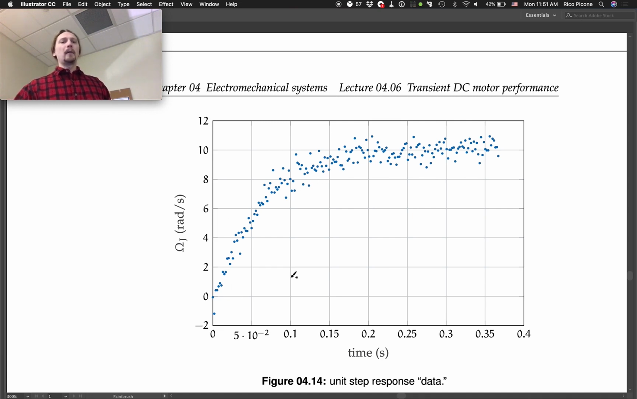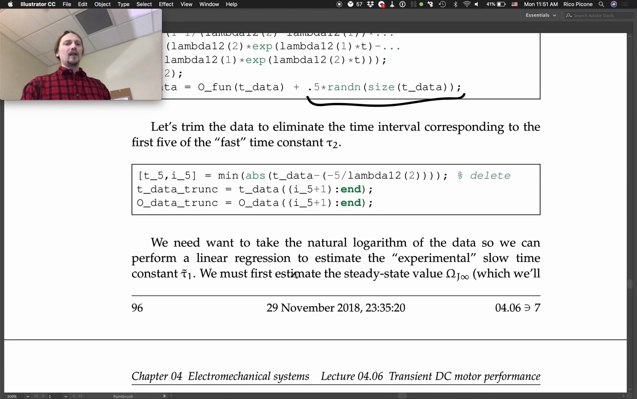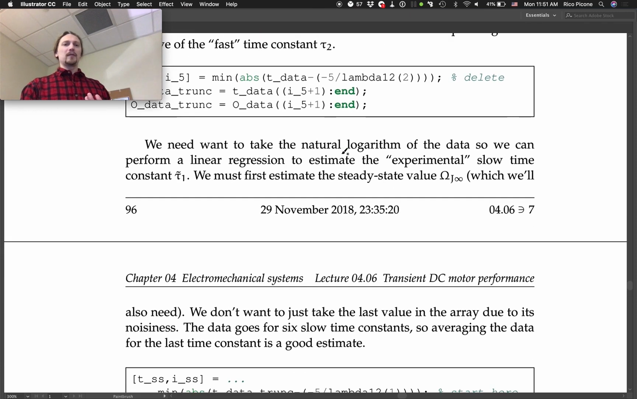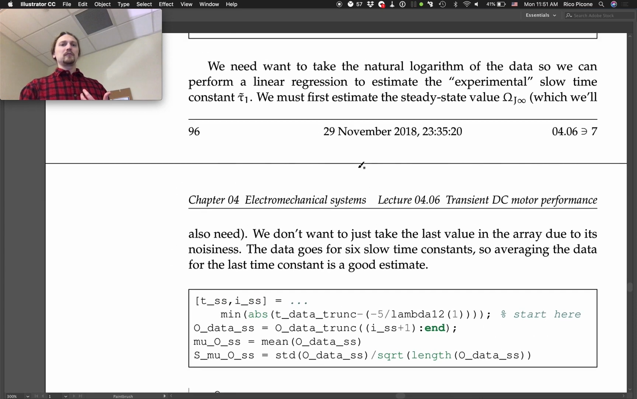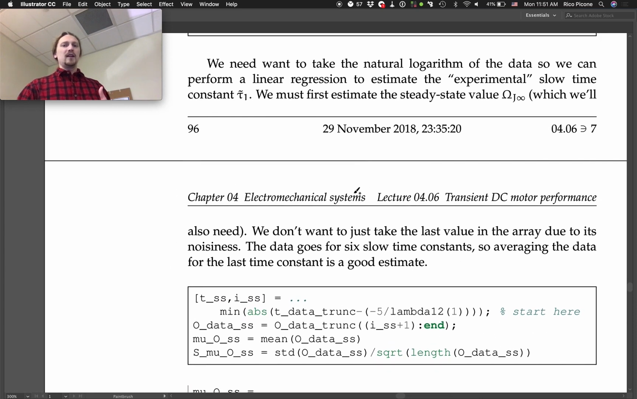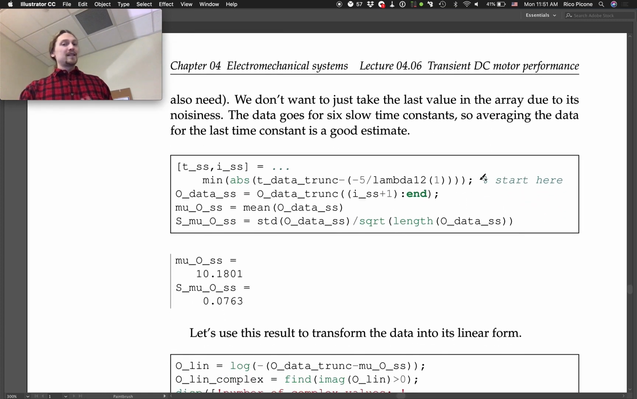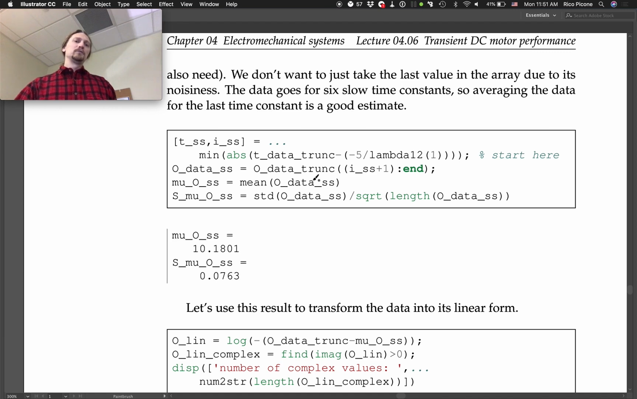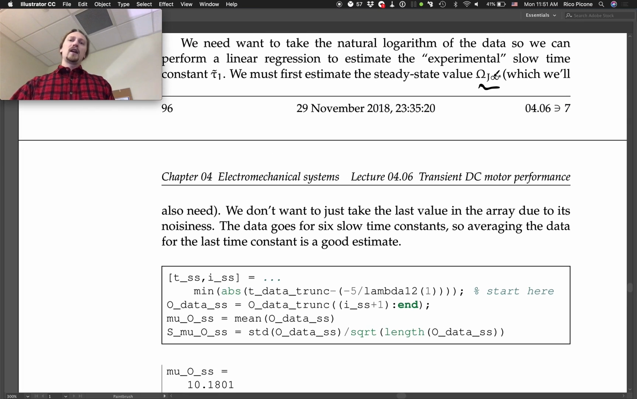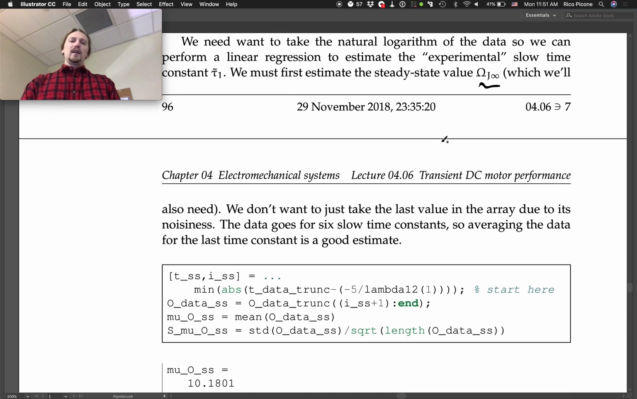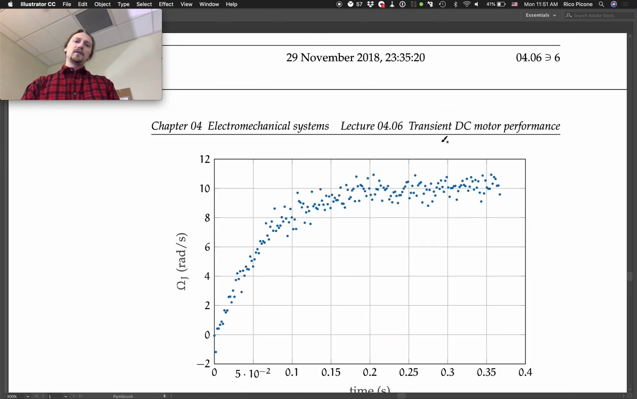And I'm going to try to do some data processing on that now and show you how to estimate from that the transformer ratio and the dominant time constant. So first we trim the data of the time constant, and then what we're going to do is we have to estimate the experimental time constant tau 1 and also the steady state value omega j infinity, which we're also going to need to find the transformer ratio. So what I do is I find the omega j infinity, the steady state value of the speed, by using the following sort of trick.